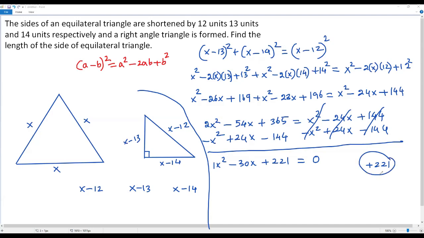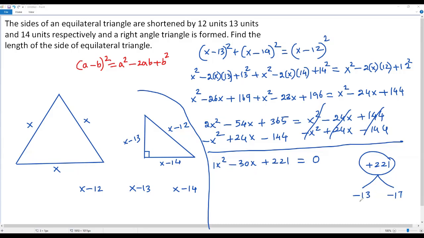Now what I have to do is get two factors so that the product of these two factors equals positive 221, and the sum of these two factors must be equal to the coefficient of x, that is negative 30. I think negative 13 and negative 17 will work. When I multiply negative 13 and negative 17, I am getting a positive 221, and also when I add them, I am getting negative 30, which is the coefficient of x over here.